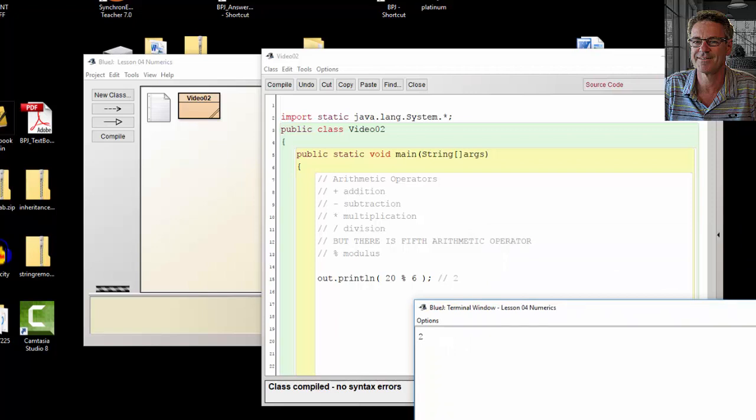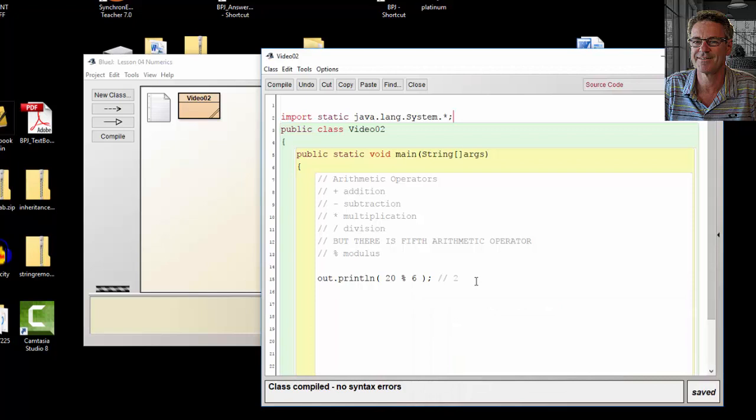Okay, long division. Now, be careful with some of these. Sometimes we lose our decimals if we have ints at least. If we go out.println 20 divided by 4, that's not going to be a surprise. We're going to see 5 on the screen. 20 divided by 4 is 5.